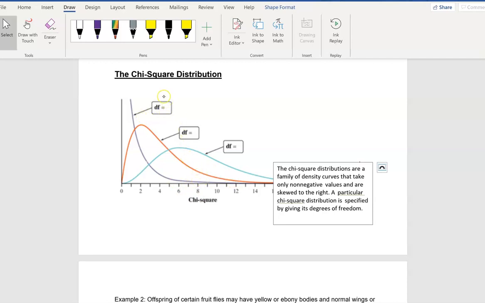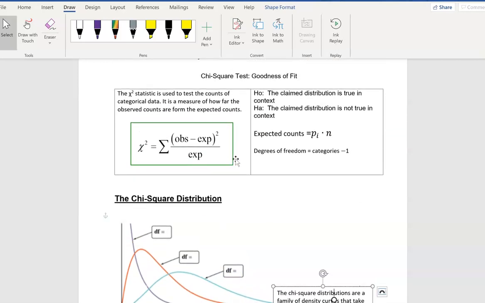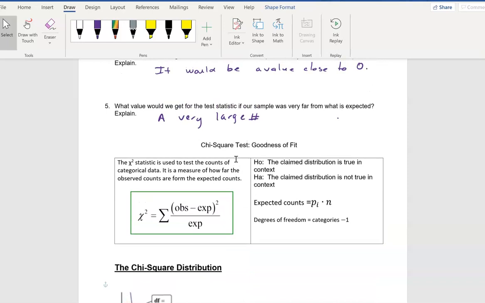And the chi-squared distribution is based on degrees of freedom, but it's a little bit different than the t-distribution, and I'll go more into that in a minute. So the higher the degree of freedom, the more and more normal-like it looks, though it will never be totally normal-like. For the chi-square goodness of fit test, the degrees of freedom is the number of categories minus 1.